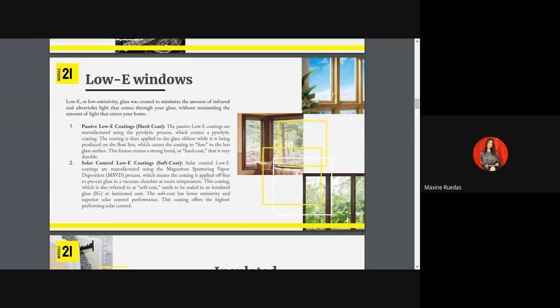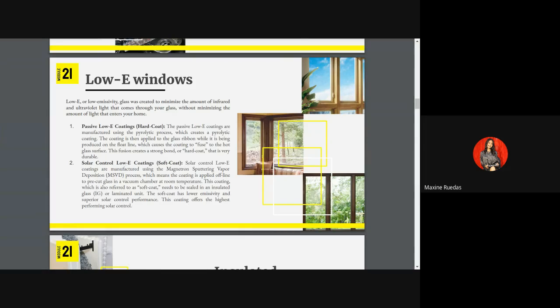The next one, the solar control low E coatings, are manufactured using the magnetron sputtering vapor deposition or MSVD process, which means the coating is applied offline to pre-cut glass in a vacuum chamber at room temperature. So this coating is also referred to as soft coat, and this needs to be sealed in an insulated glass or laminated unit. So the soft coat has a lower emissivity and superior solar control performance. So this coating offers the highest performing solar control.